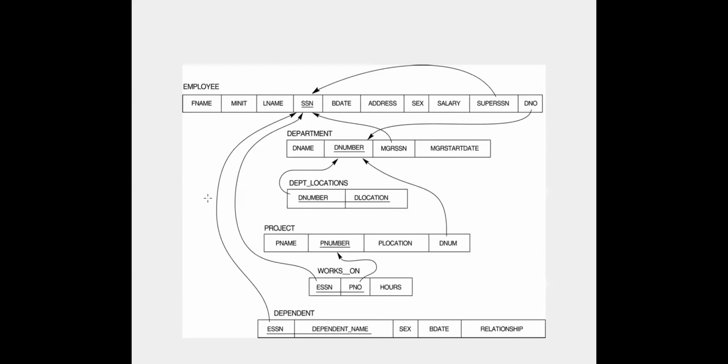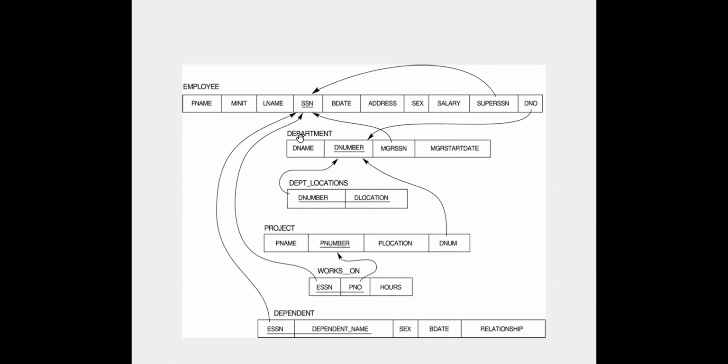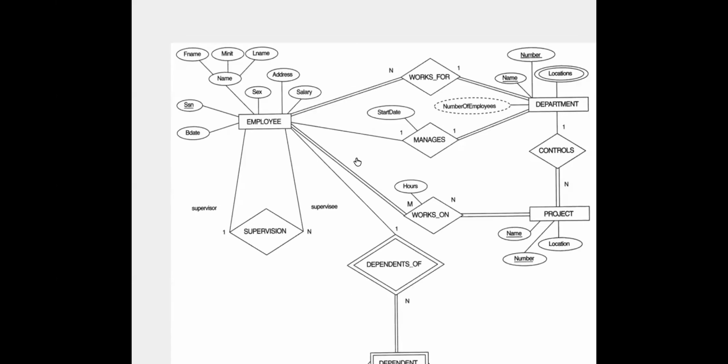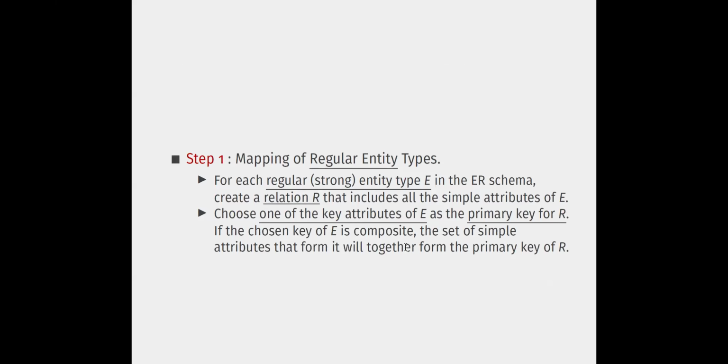Similar to that, look at department. Department, we have name and number. This is not simple. So we can have department relation, name and number. So don't worry about this part, it comes later on. But in regular entity type, we get up to this point. Similar to that, project, you can see name, number, location. So project, we can have name, number, location. Okay, so that is mapping regular entity types.